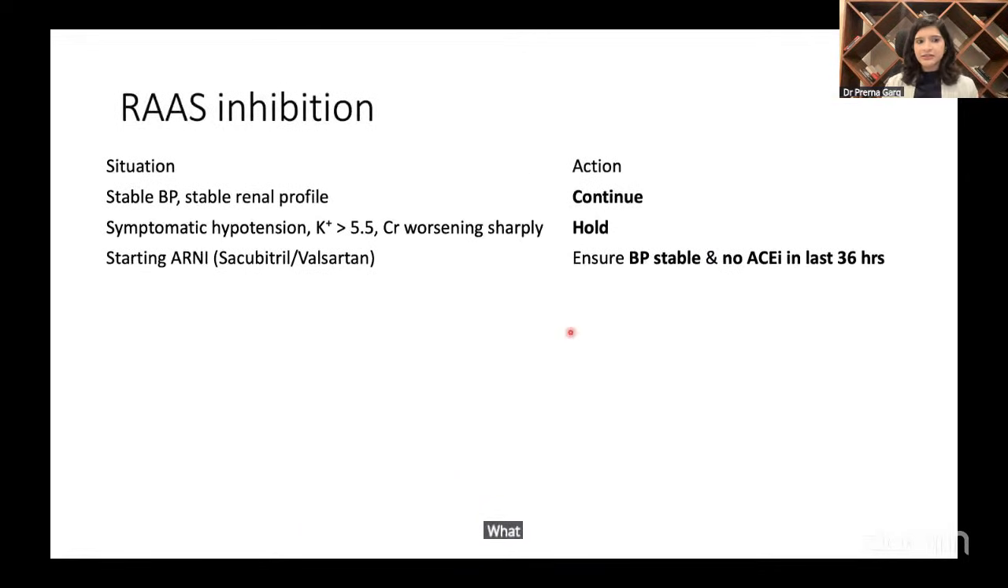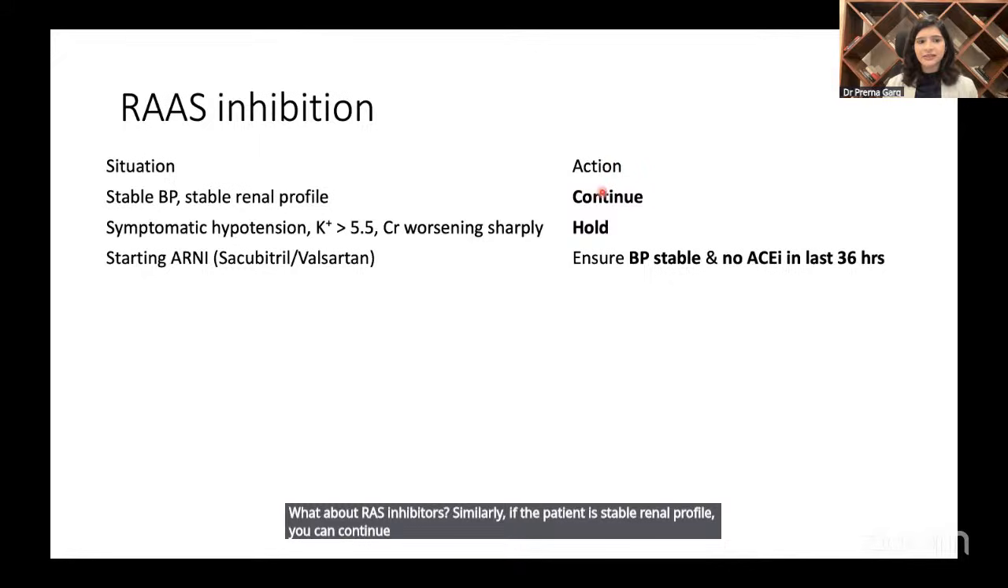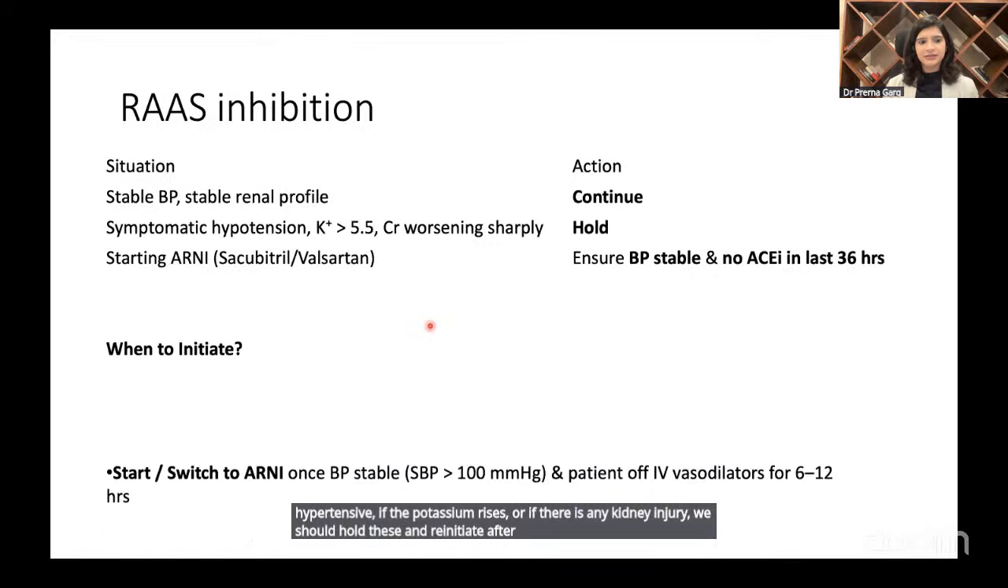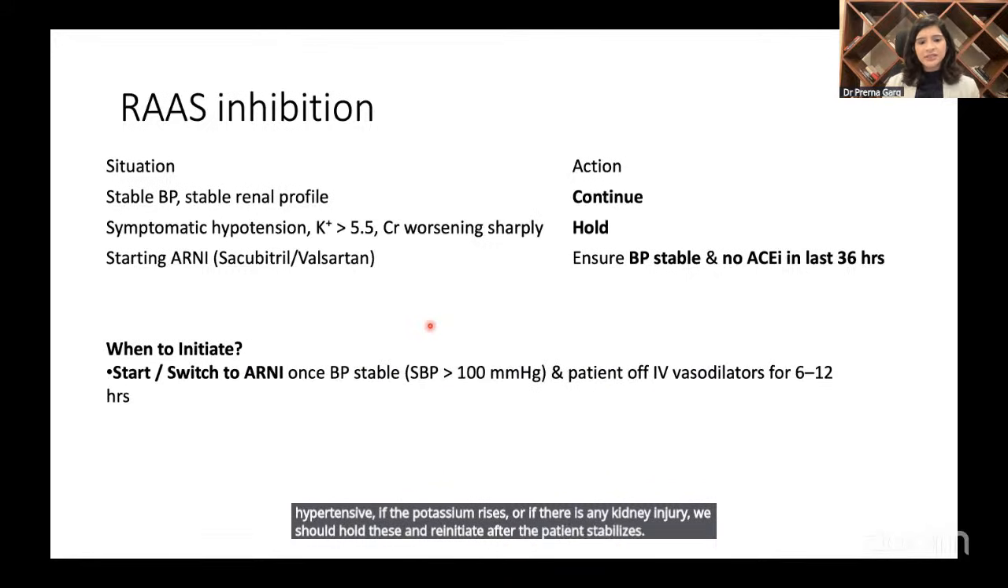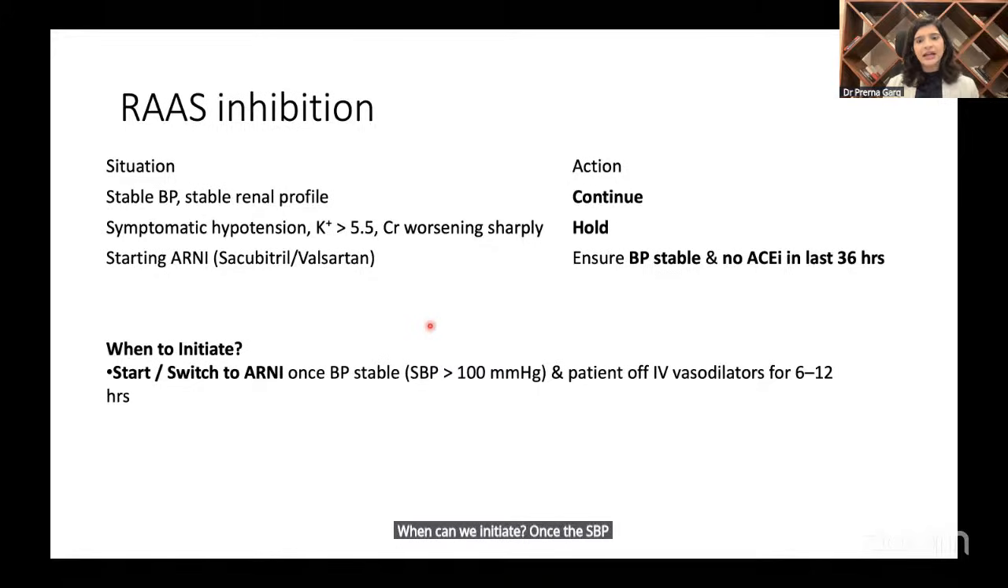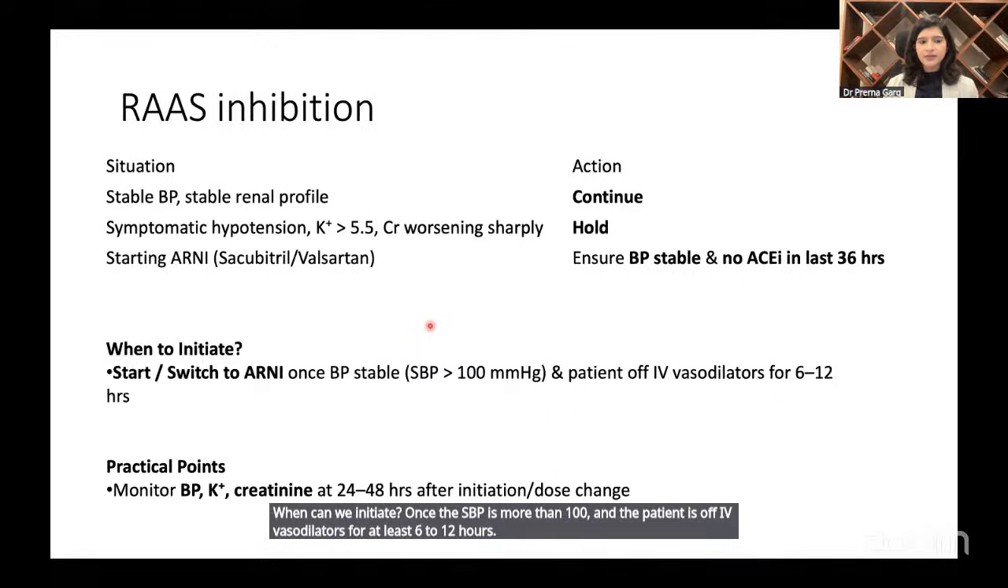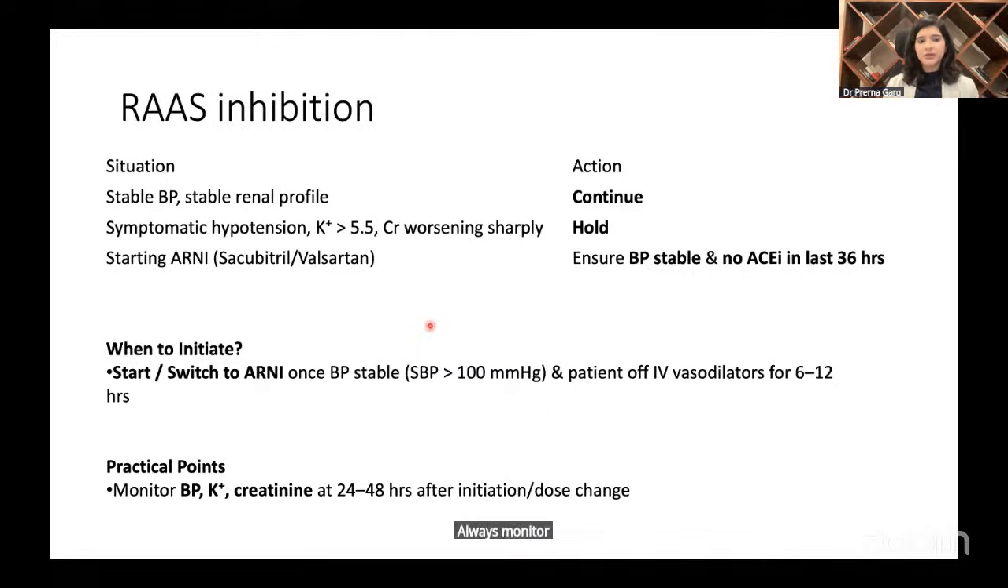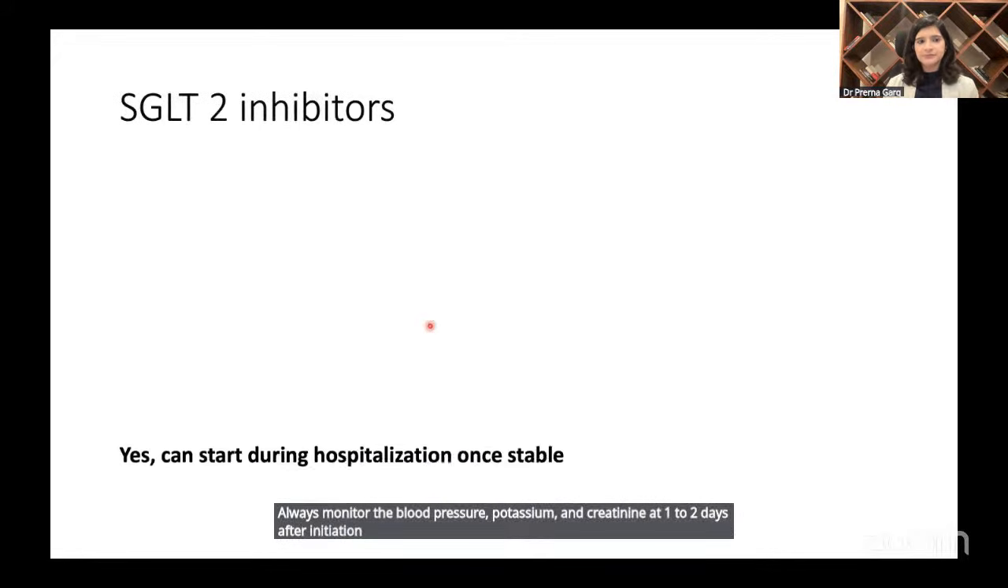What about RAS inhibitors? Similarly, if the patient is stable with a stable renal profile, you can continue the dose he is taking at home. But if the patient becomes hypotensive, if the potassium rises, or if there is any kidney injury, we should hold these and reinitiate after the patient stabilizes. When can we initiate? Once the SBP is more than 100 and the patient is off IV vasodilators for at least 6 to 12 hours. Always monitor the blood pressure, potassium, and creatinine 1 to 2 days after initiation or dose change.